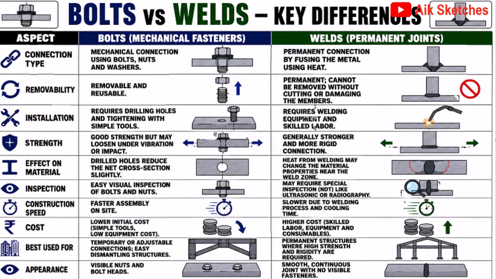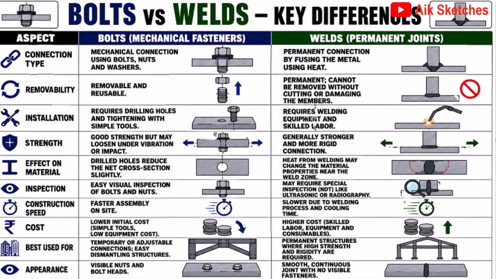Okay, so the first one on our list is the connection type. Bolt connections are basically mechanical connections using bolts, nuts, and washers, while the weld connection is a permanent connection by fusing the metal or metals using heat. So basically, the bolt connections are mechanical fasteners, while weld connections are permanent joints.